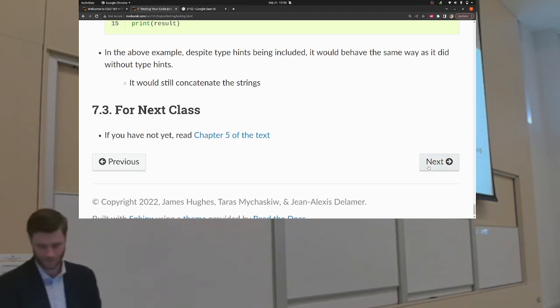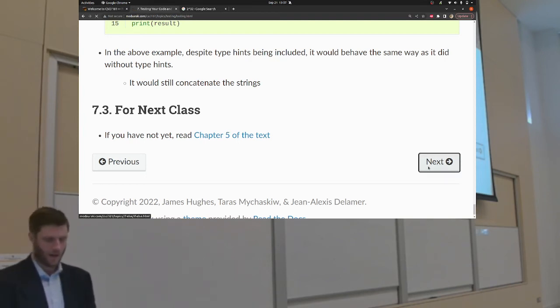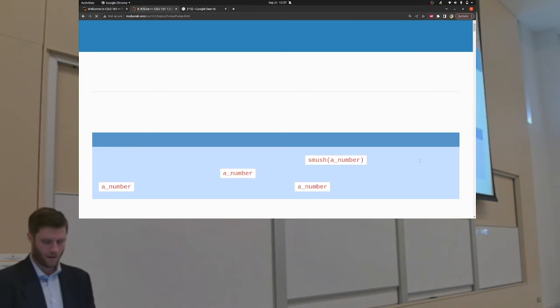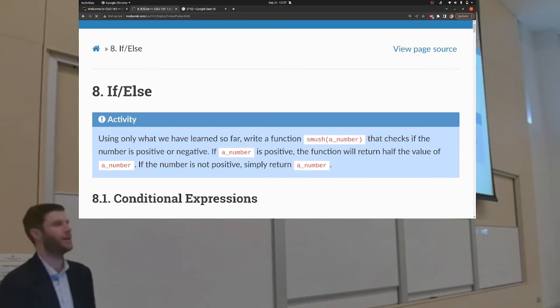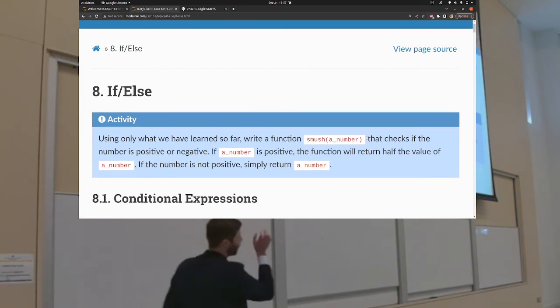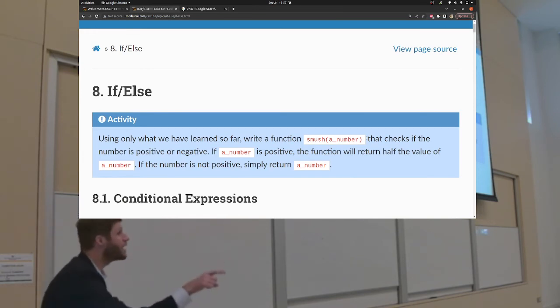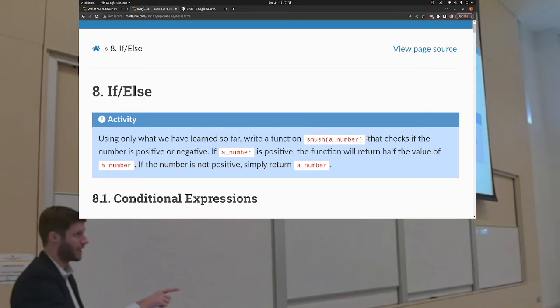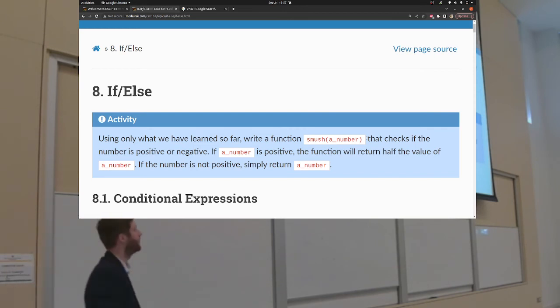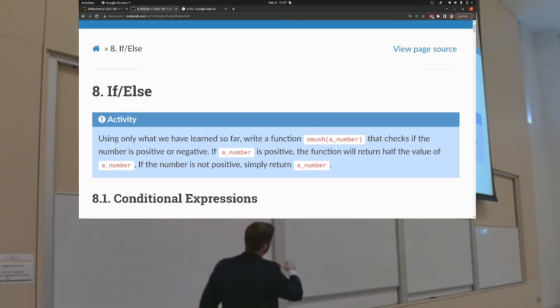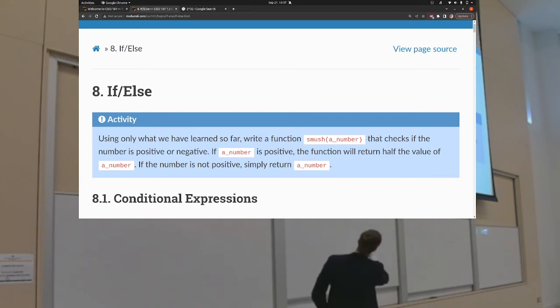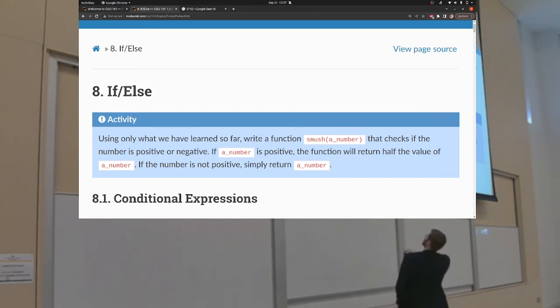All right. Well, you can do it if you want, but I'll give you 2 minutes to think about this. Using only what we've learned so far in this course, I want you to write me a function called smush. It checks if a number is positive or negative.